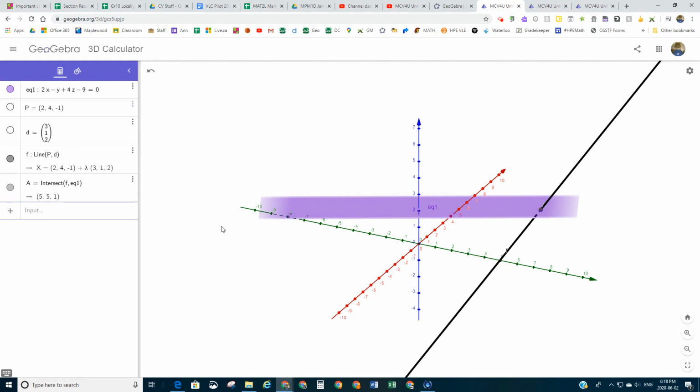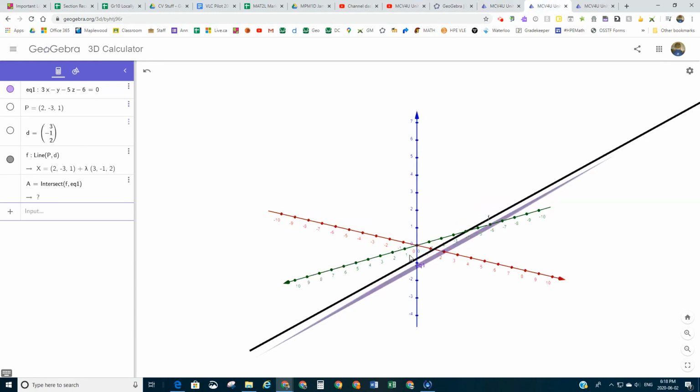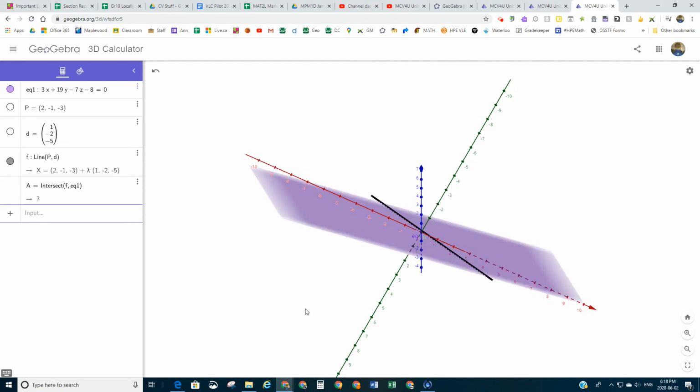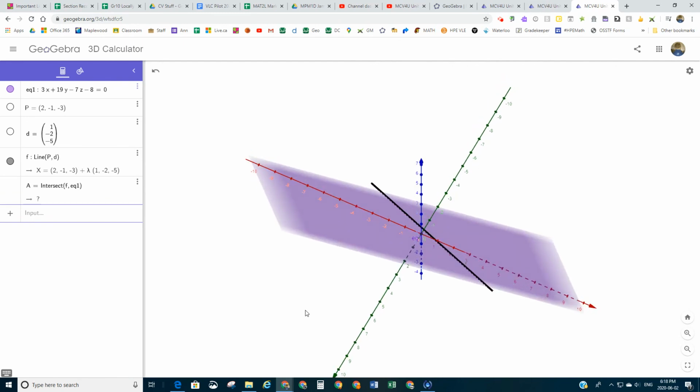So your three possibilities, when you're investigating the intersection of a line and a plane, are that they're going to intersect at a single point, or they will be parallel and distinct and have no intersection, or they are parallel and the same and the line lies on the plane, in which case there are infinite intersections.